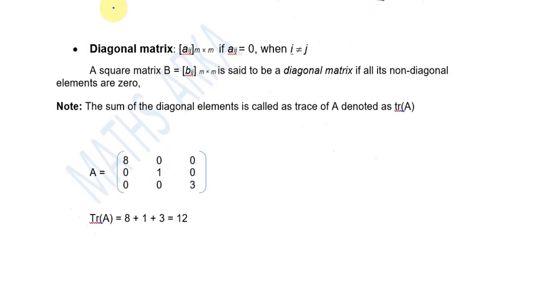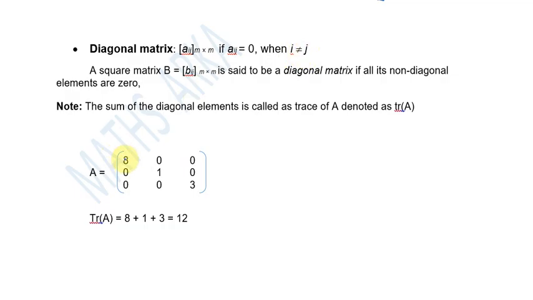Now the diagonal matrix. The diagonal matrix is a square matrix, and it would have only the diagonal elements non-zero. So these diagonal elements are not equal to 0. The other non-diagonal elements would be equal to 0. So if we denote it, a generic element aij would be equal to 0 wherever i is not equal to j.